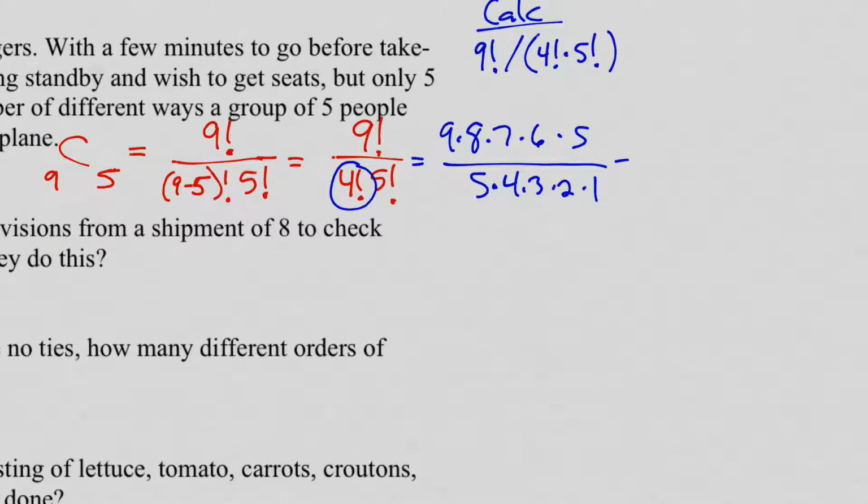Now you can start canceling stuff out, or you can just do 9 times 8 times 7 times 6 times 5. 15,120. Divide that by 5 times 4 times 3 times 2. Okay.